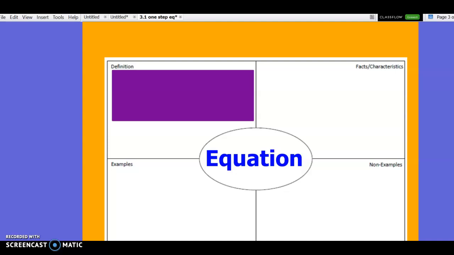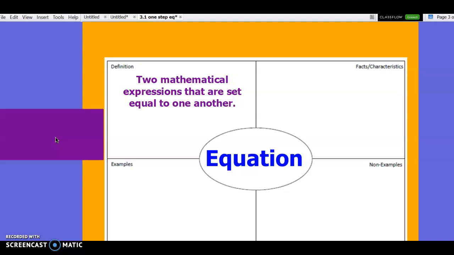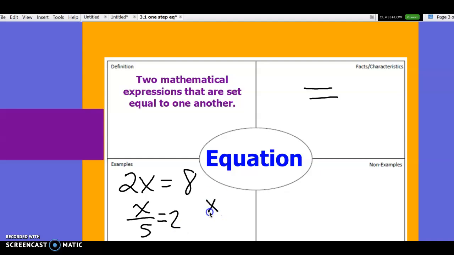First of all, what is an equation? Well, an equation is mathematical expressions that are set equal to another. So what do we have to have for an equation? We have to have an equal sign in there. We've been working with algebraic expressions and numerical expressions. They did not have any equal signs. So now we have equal signs. An example could be 2x equals 8, or x divided by 5 equals 2, or x plus 1 equals 3. Notice all of those have equal signs. Some examples of things that are not equations would be 2x plus x plus 1. That is just an algebra expression. It does not have an equal sign.